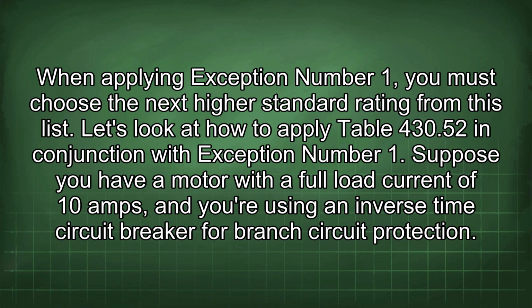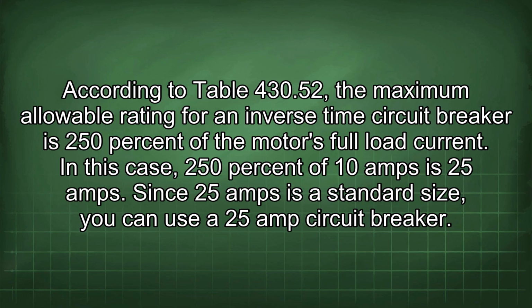Let's look at how to apply Table 430.52 in conjunction with exception number 1. Suppose you have a motor with a full load current of 10 amps, and you are using an inverse time circuit breaker for branch circuit protection. According to Table 430.52, the maximum allowable rating for an inverse time circuit breaker is 250% of the motor's full load current. In this case, 250% of 10 amps is 25 amps. Since 25 amps is a standard size, you can use a 25 amp circuit breaker.